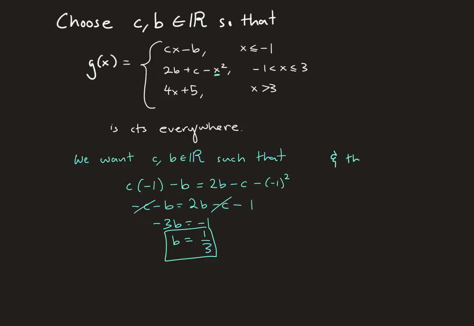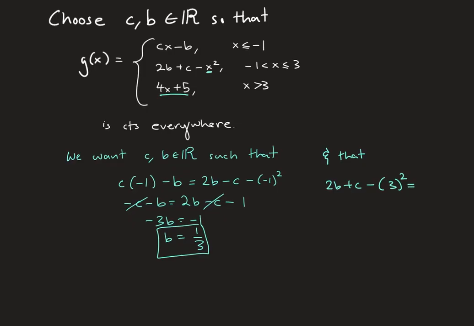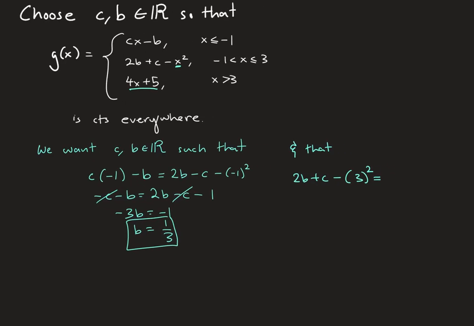2b plus c minus, this time I'm going to plug in 3 squared. And we want that to equal what happens if I plug 3 into this part of the function. So that's going to be 12 plus 5, 4 times 3 plus 5. This simplifies to 2b plus c minus 9 is equal to, what is that, 17? 2b plus c is equal to 26.